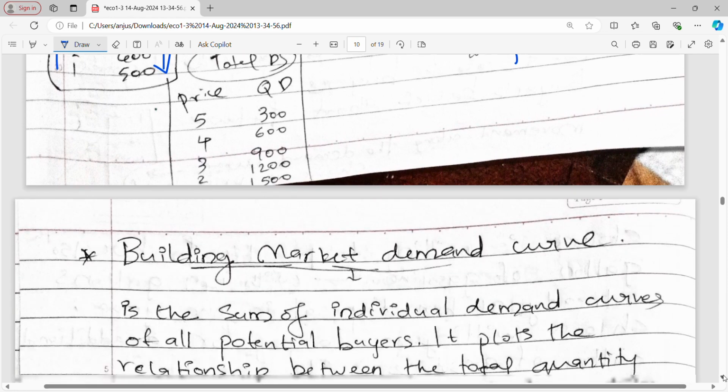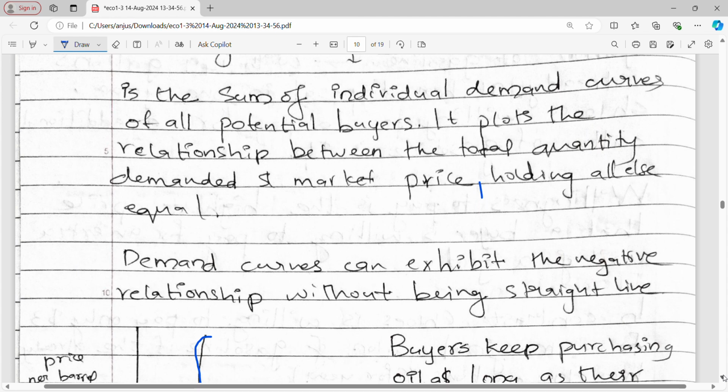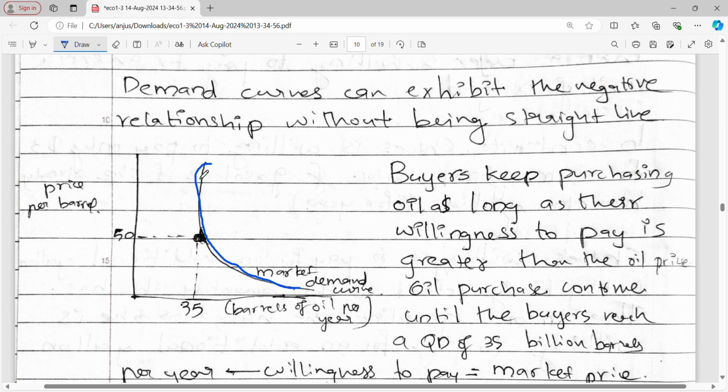Okay. Next is the market demand curve. So the market demand curve is the sum of individual demand curves of all potential buyers. It plots the relationship between the total quantity demanded and market price, holding all else equal. So demand curves can exhibit the negative relationship without being a straight line. So here it is a negative curve, right? A sloping curve. Okay.